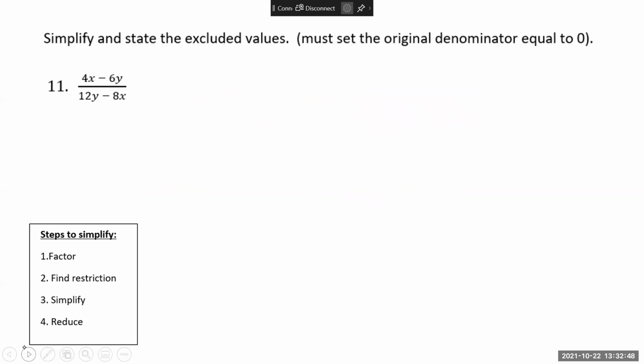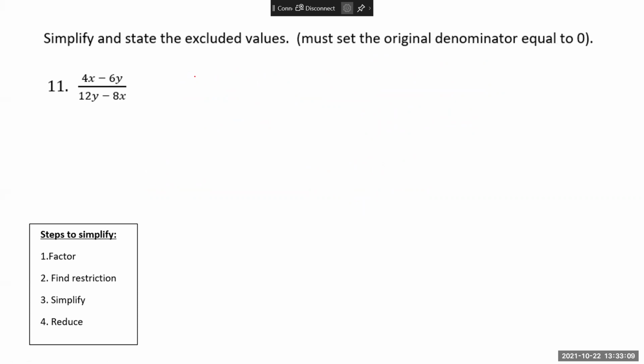Now for number 11. For number 11, if there are 2 variables and addition or subtraction, you do not need to find excluded values, okay? Because it gets a little too complicated for what we need to do here. 2 variables and a plus or minus, you don't need to find excluded values.